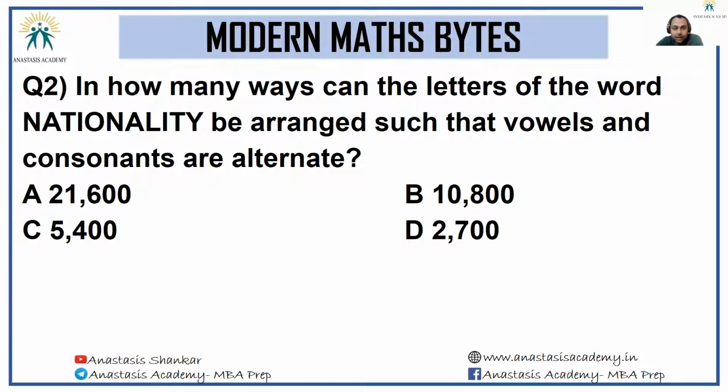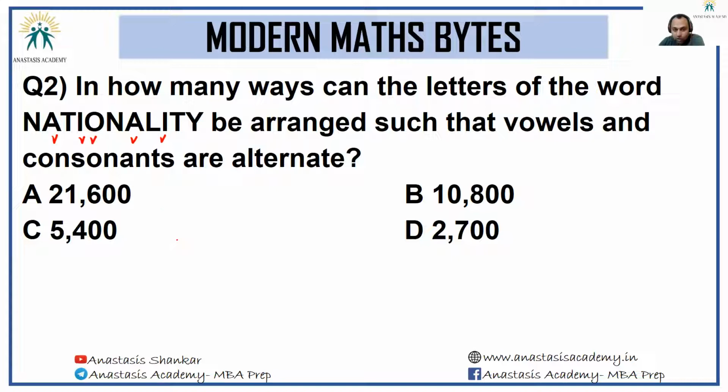Next question. In how many ways can the letters of the word nationality be arranged such that vowels and consonants are alternate? Okay. Let's see. This is a vowel. This is a vowel. This is a vowel. This is a vowel. This is a vowel. How many letters here? 1, 2, 3, 4, 5, 6, 7, 8, 9, 10, 11. There are 11 letters and 5 of them are vowels.